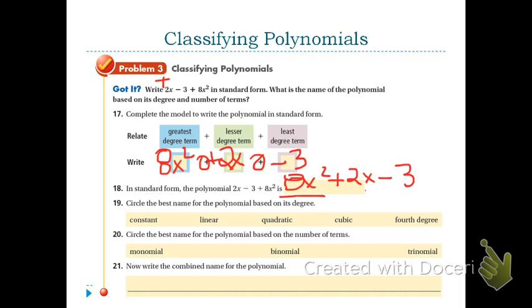Alright, circle the best name for this polynomial based on its degree. The highest exponent of that first term is what? Oh, the first term? Mm-hmm. It's cubic. It's a 2. Check your chart. Yeah. Go back and look at your chart to see what the degree of 2 is called.